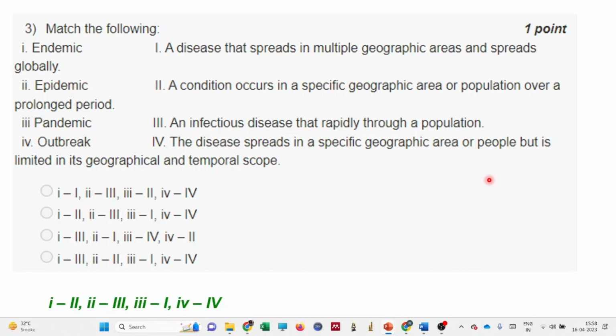So epidemic, endemic, pandemic and outbreak are terms used to describe the spread of diseases, and they differ in their scope and severity. So this is the correct answer.